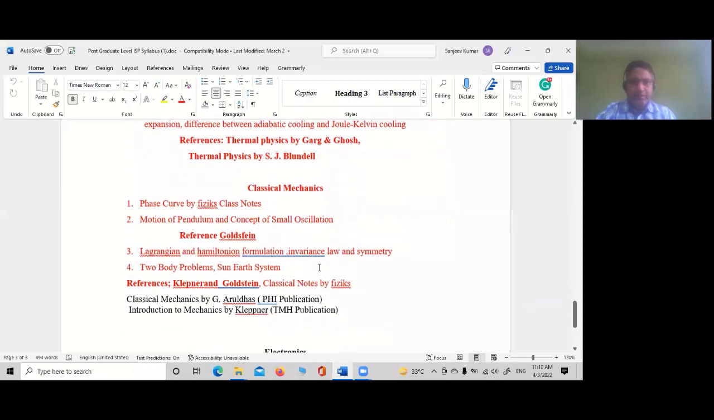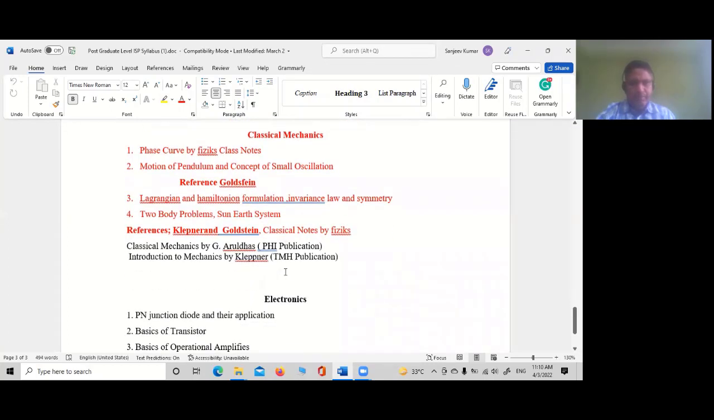Classical mechanics, phase curve, class notes by physics, motion of pendulum and the concept of small oscillation. References: Goldstein, Lagrangian and Hamiltonian formulation, invariance, laws and symmetry, two body problems, sun-earth system. These are the references, class notes by physics and Goldstein.